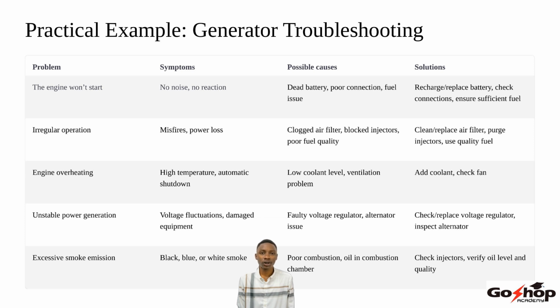If the generator is producing unstable electricity, fluctuating voltage might indicate a faulty voltage regulator or alternator issue, which we diagnose by checking and potentially replacing these components. Lastly, if we see excessive smoke, whether black, blue, or white, it suggests combustion issues or oil leakage into the chamber, meaning we must inspect the fuel injectors and check the engine oil quality and level. By understanding these common failures, we can quickly troubleshoot problems, minimize downtime, and maintain a well-functioning generator.